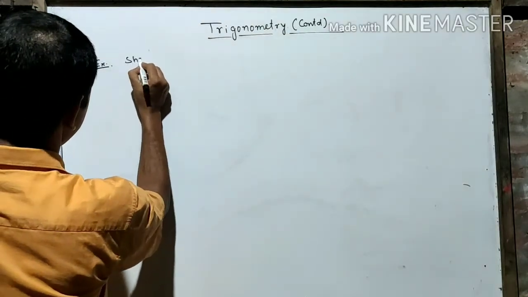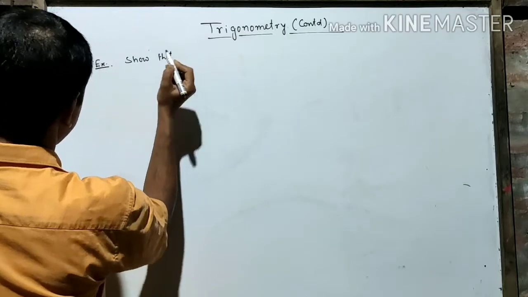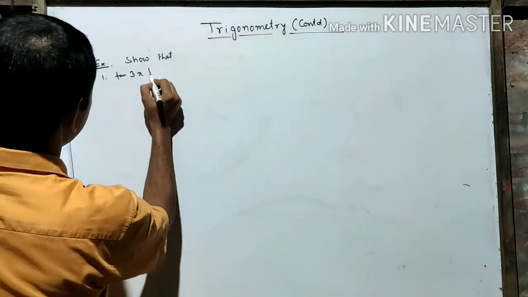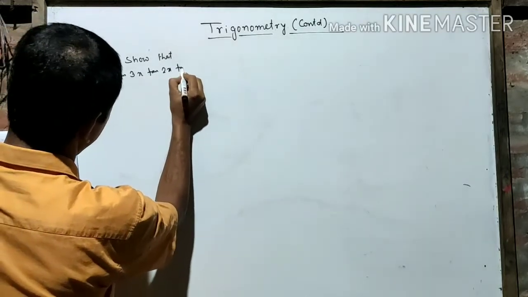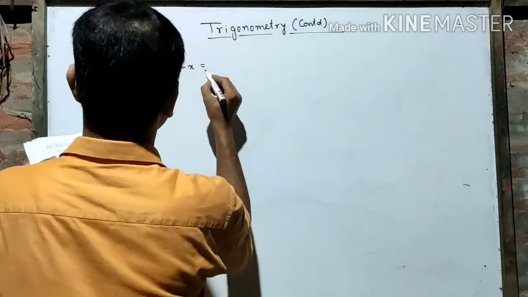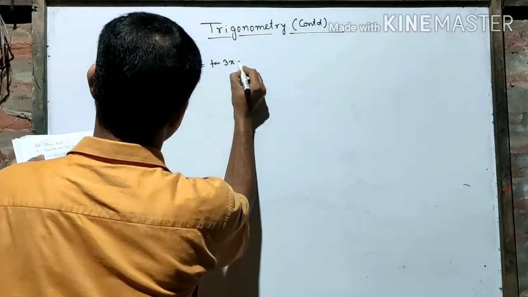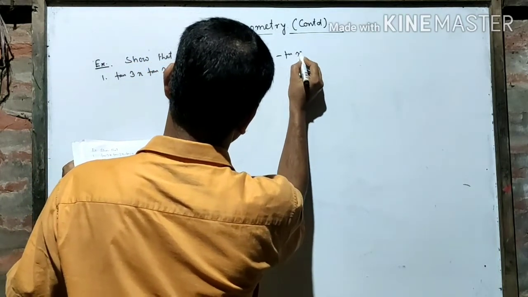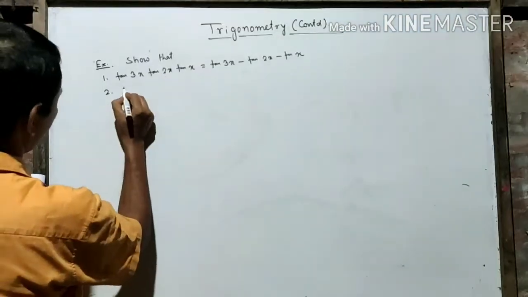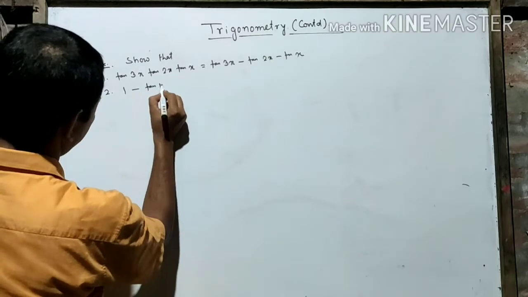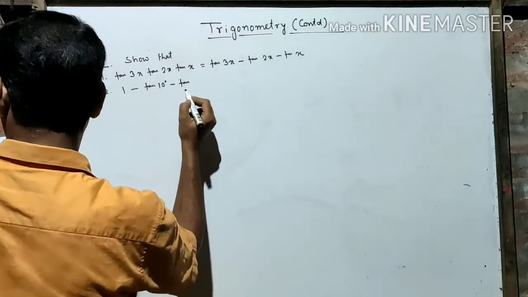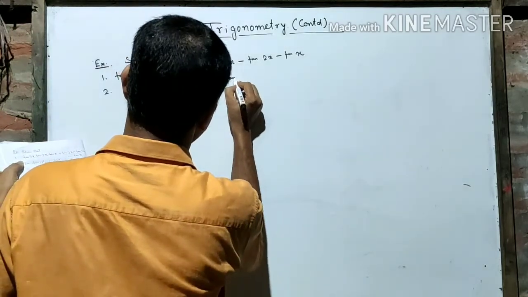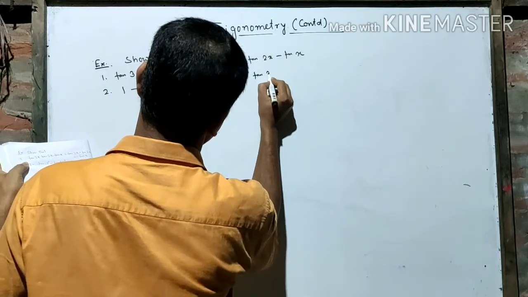Show that number 1: tan 3x, tan 2x, tan x is equal to tan 3x minus tan 2x minus tan x. And number 2: 1 minus tan of 10 degree minus tan of 35 degree is equal to tan 10 degree into tan 35 degree.